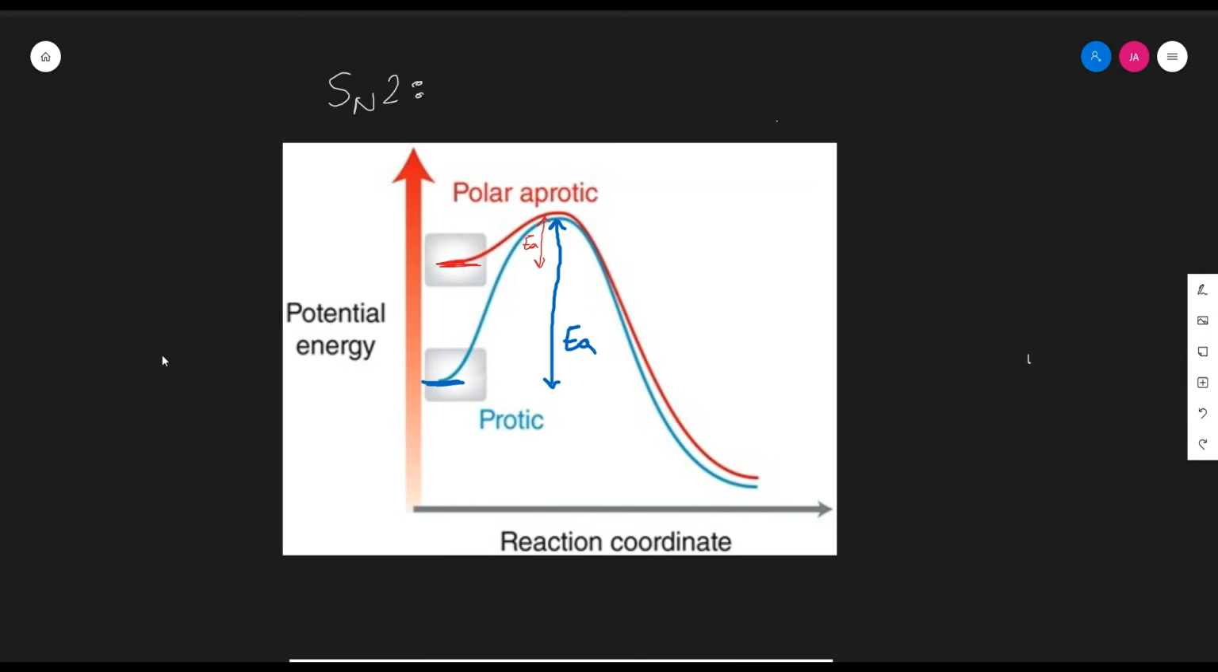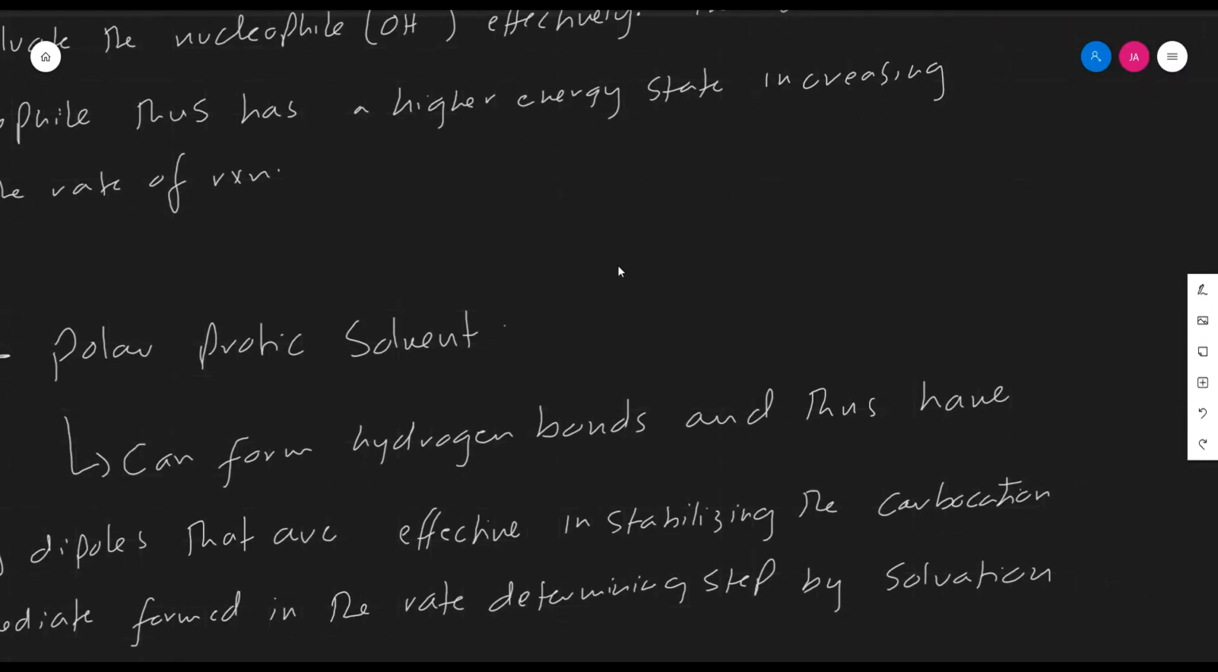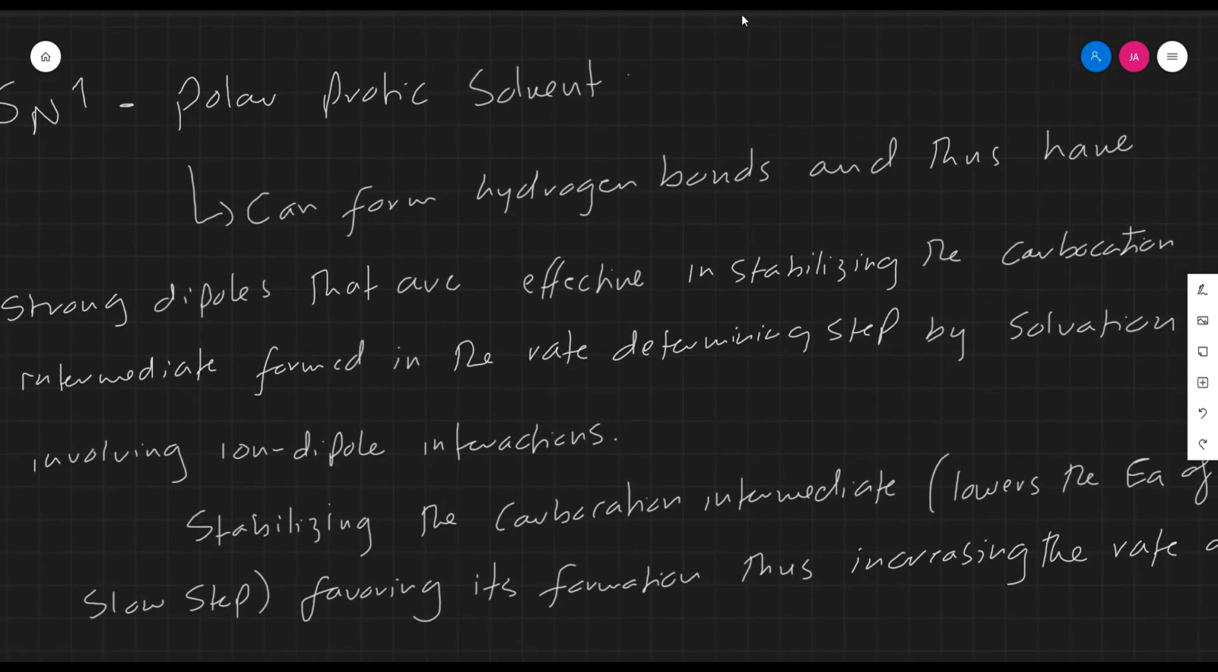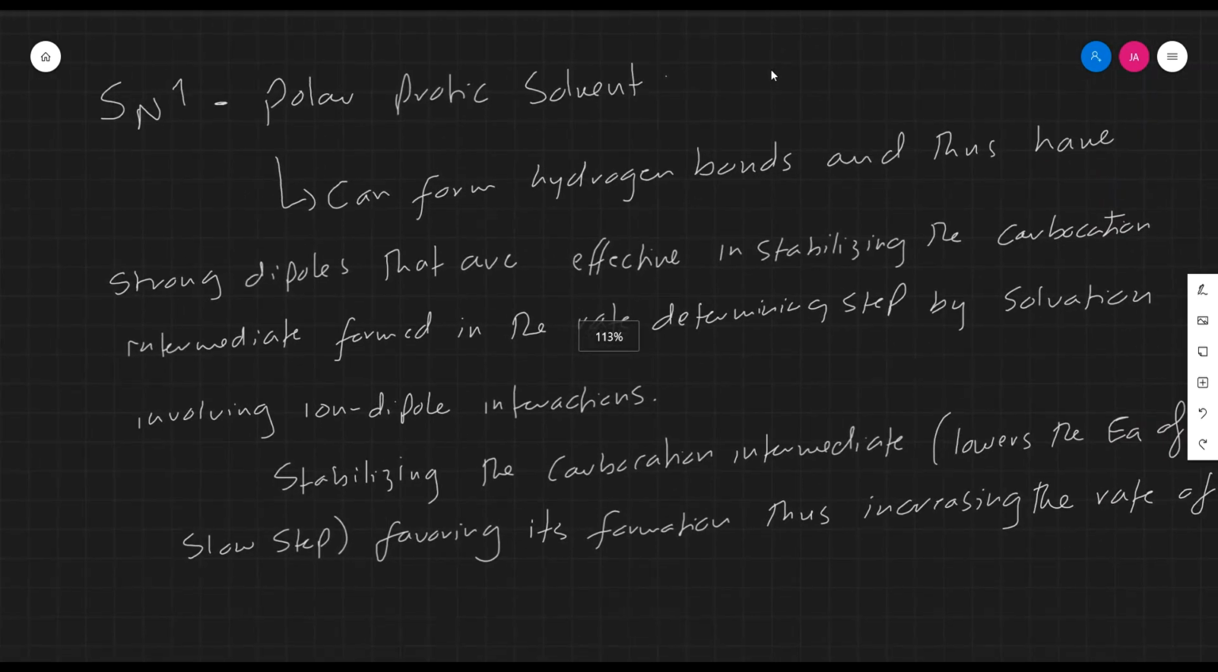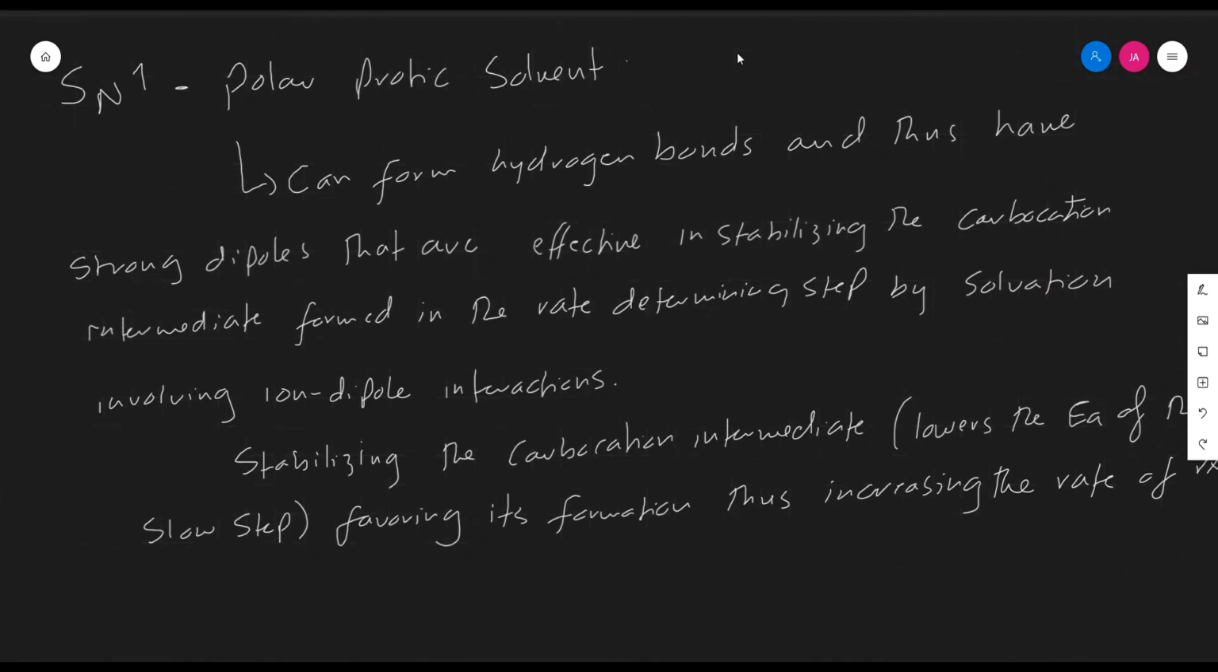As for an SN1 mechanism, the best choice of solvent would be a polar protic solvent that is capable of hydrogen bonding, and thus has strong dipoles that are effective in stabilizing the carbocation intermediate formed in the rate determining step by solvation involving ion-dipole interactions. I'm going to elaborate on this point.